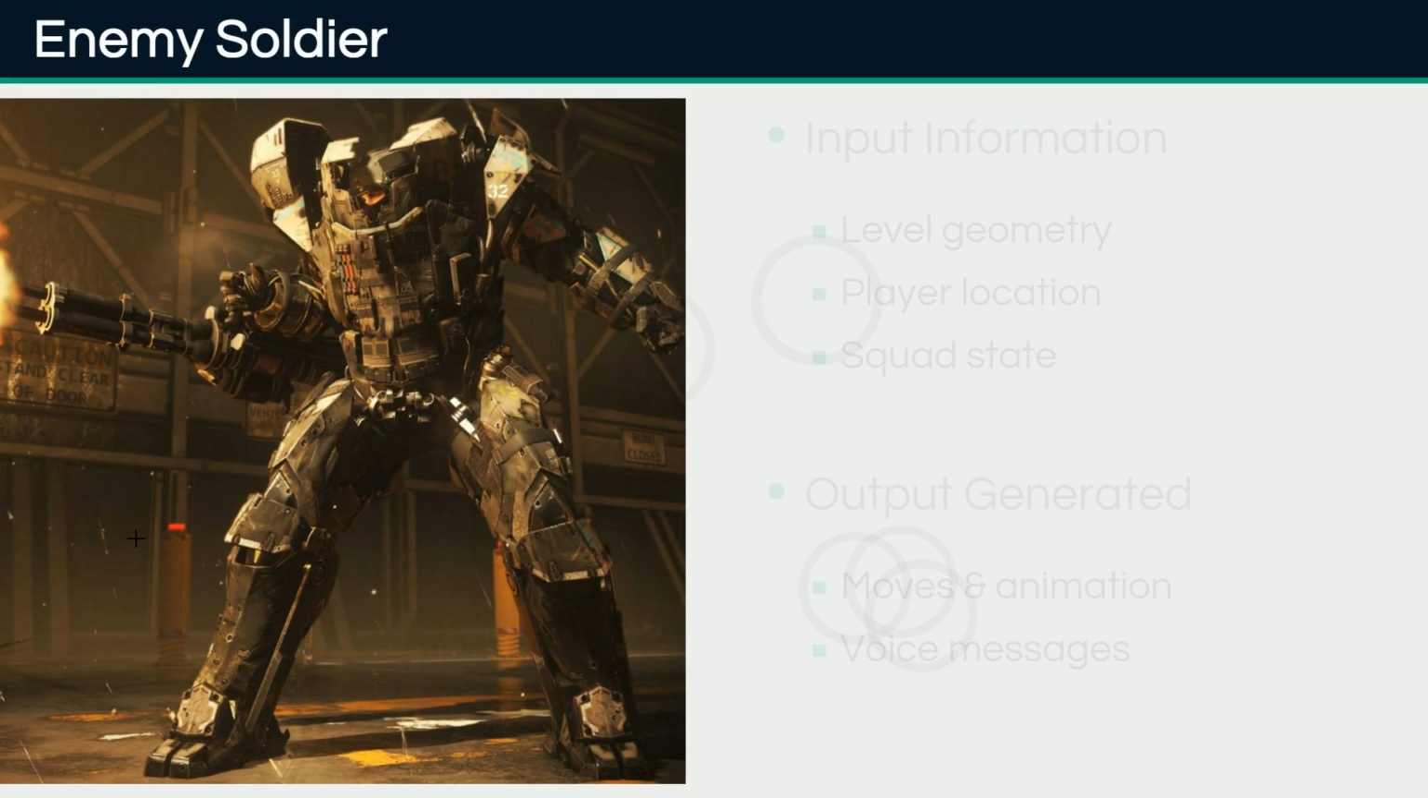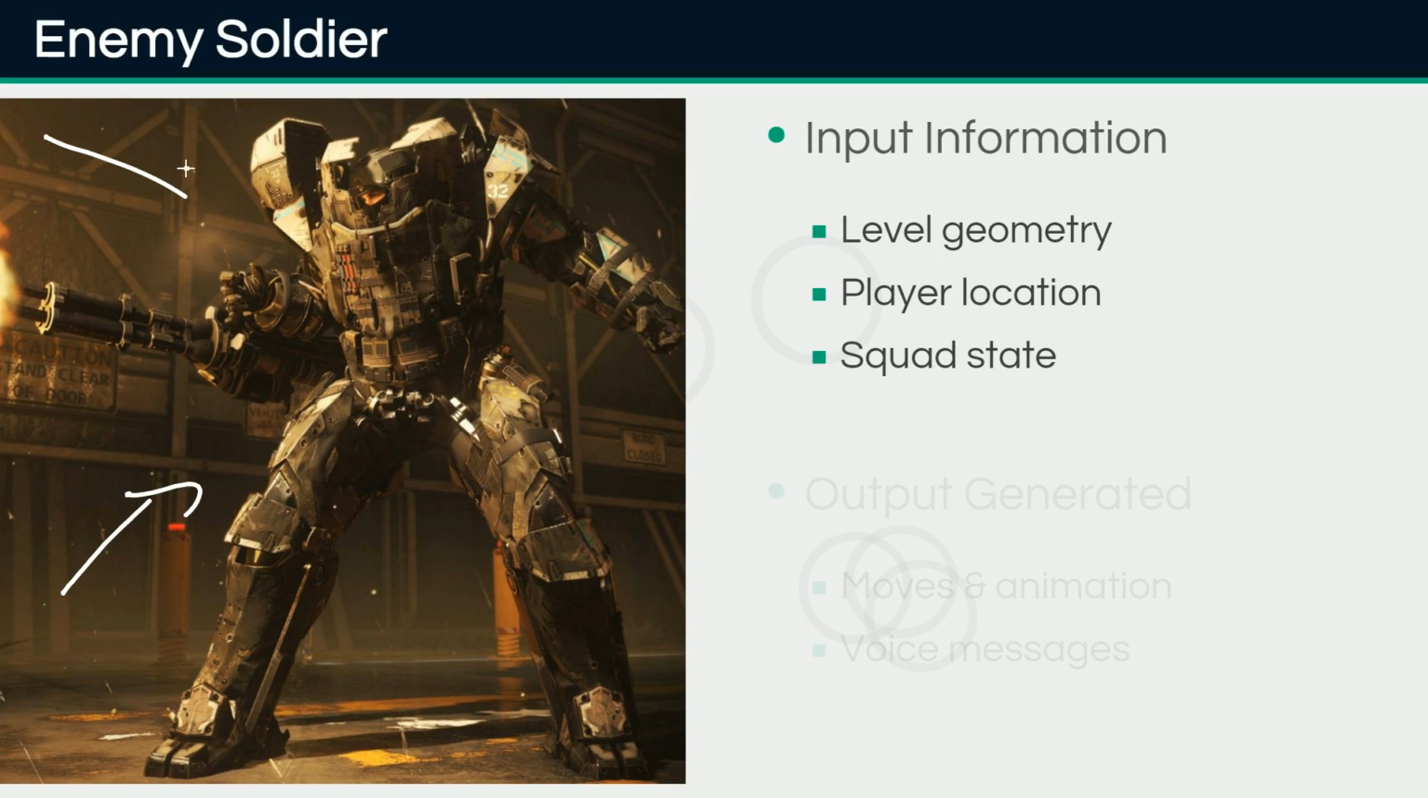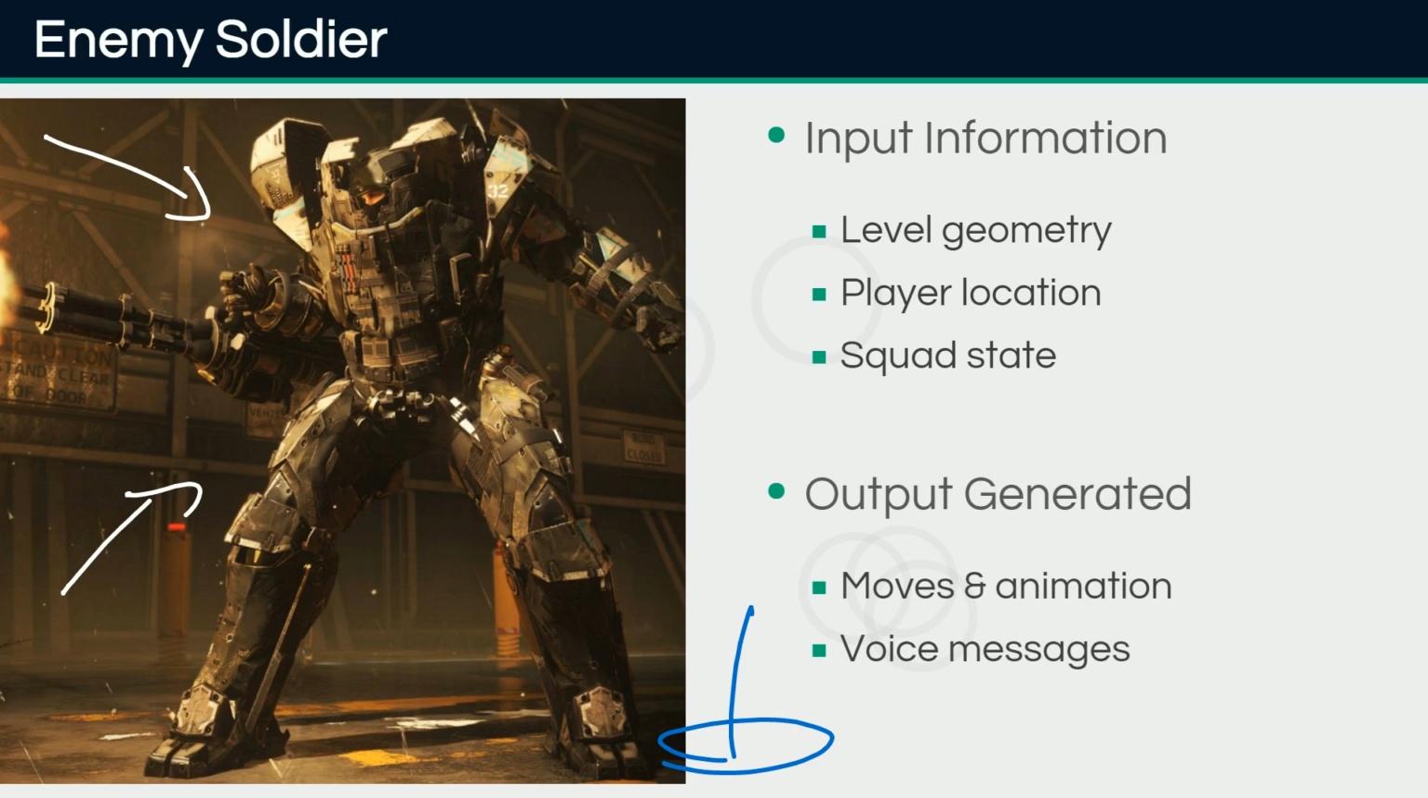An enemy soldier, as inputs, takes into account everything about the level nearby, like whether something is traversable or hidden, can he move here, and also a sense of the player location, which it needs in order to do his job as a soldier. So where is the player? And potentially a sense of what other enemies in the game are doing. The outputs are likewise going to be moves and animation, but also potentially voice messages. So, I'm throwing a grenade.